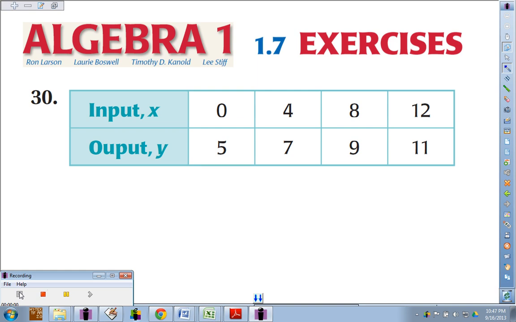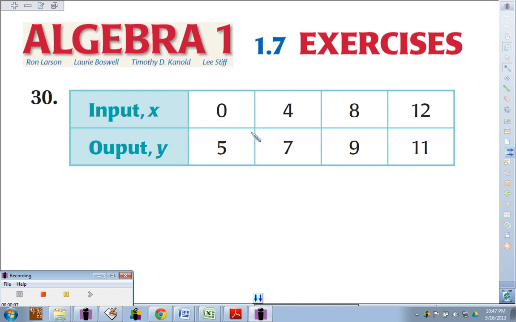In number 30, I forgot to include the directions, but we're supposed to write a rule describing the function relating x and y. So we always want to look for a relationship quickly. Can I just add, subtract, multiply, or divide? Can I add 5 every time? 0 plus 5 is 5, but 4 plus 5 is not 7. Can I just multiply? Well, 0 times nothing is 5, so that's not going to work.